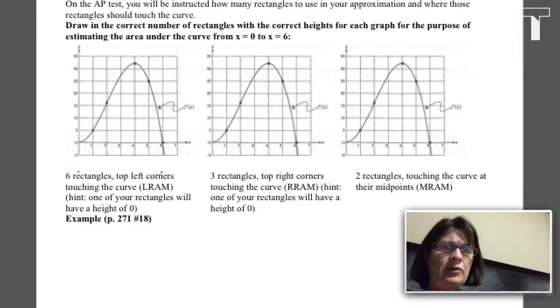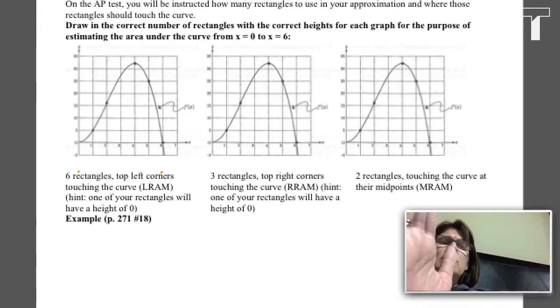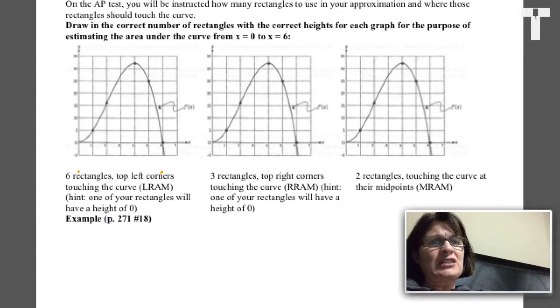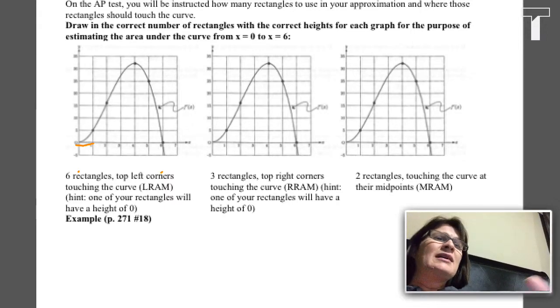So that's not so bad. My first one should have its left corner touch the curve. So the first rectangle is going to cover from 0 to 1. The left-hand side of that interval is 0. So what is the function value at x equals 0 here? Well, in this case, it happens to be 0. That means I'm going to have my first rectangle have a height of 0. My second rectangle is going to have a height that's the function value when x equals 1.